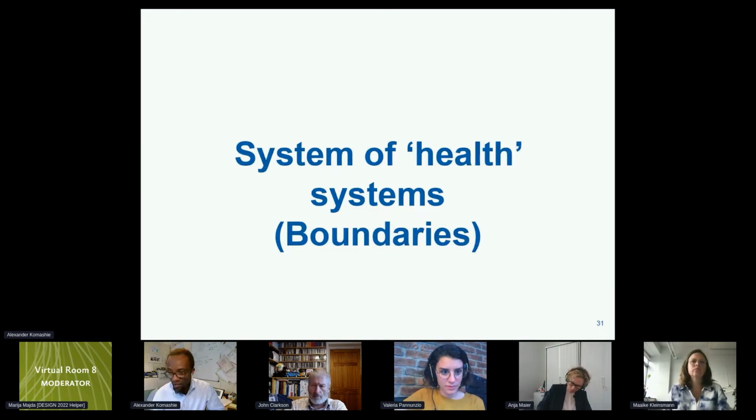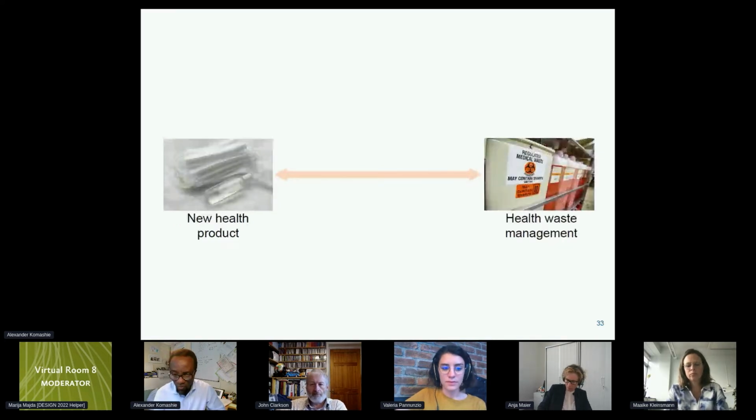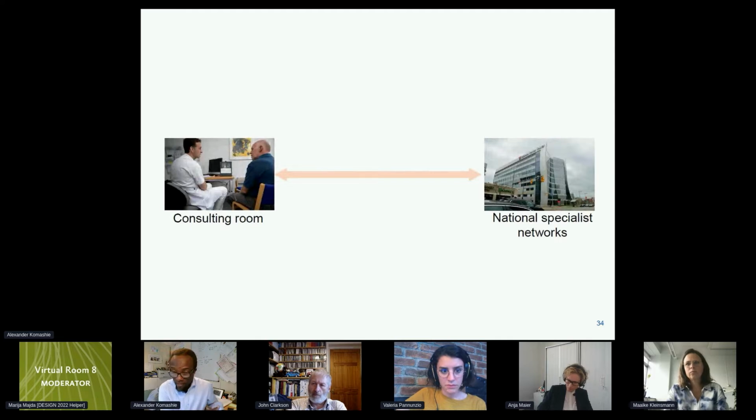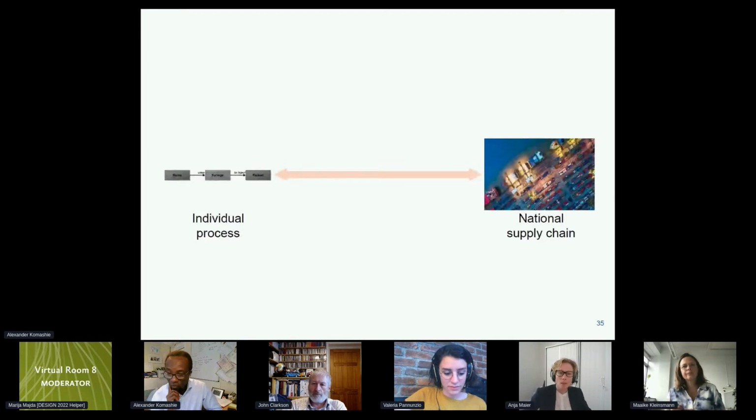In reality, you would agree with me that health involves everything from the individual's health action to population interventions to improve the health of a whole nation, and from new products coming into the system all the way to medical waste management, which is a whole system in itself. It also ranges from the consulting room as a system all the way to national specialist networks, which are on a much bigger scale. You could think about a very small process, like a nurse using a syringe to inject a patient, to the other extreme of a national supply chain. This is painting a picture of the extent of health and the boundaries that are possible within the conception of what a health system is.